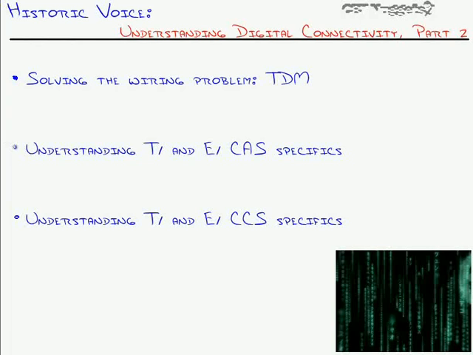We looked at CAS signaling, which in T1 is known as robbed bit signaling because it steals bits out of every 6th frame to comprise all the signaling information that can be used to send on hook, off hook, all these different types of signals. And then we looked at E1 CAS, which doesn't really give you any benefits because it still dedicates that 17th channel for the same kind of signaling that T1 CAS uses.